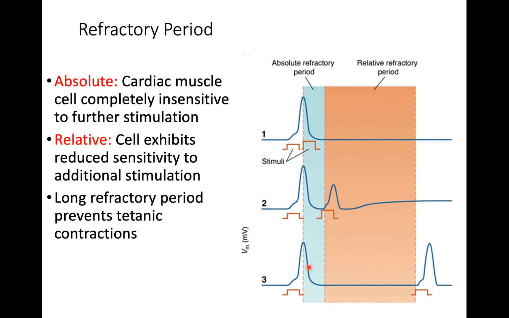During the absolute, you absolutely cannot have another contraction, no matter how strong of a stimulus you give. During the relative refractory period, you'll be able to actually provide a strong stimulus. However, the strength of the depolarization is not going to be as strong. This could result in a very weak heartbeat, causing low blood pressure. This is an issue that can happen in people with some conduction disorders of the cardiovascular system.